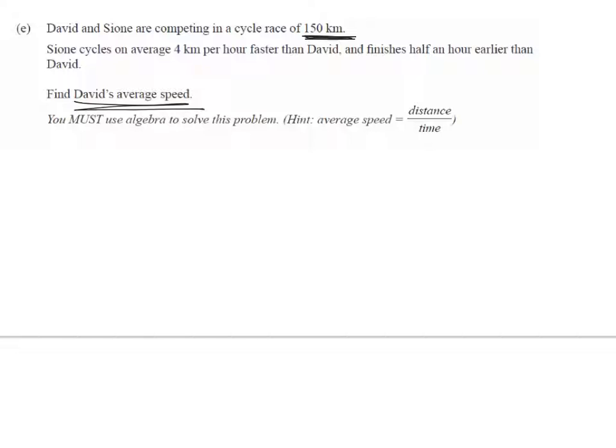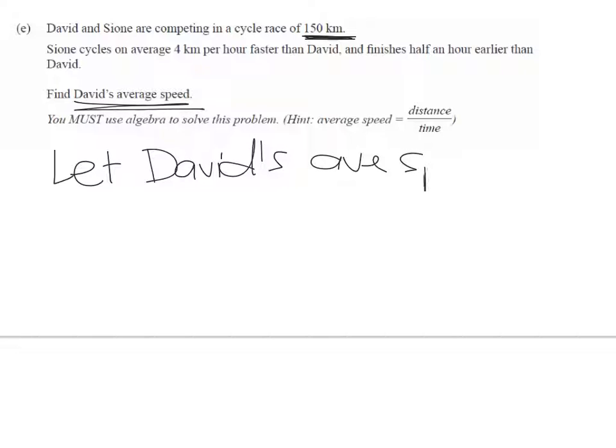Now, we can't do any weird physics thing to solve this. We've got to do some algebra, and actually, it's quite a big help. So let David's average speed be x. This is the biggest thing you can do to do a word problem well in algebra, is to start by defining clearly what your variable is, and then everything else is in terms of that. So let David's average speed be x.